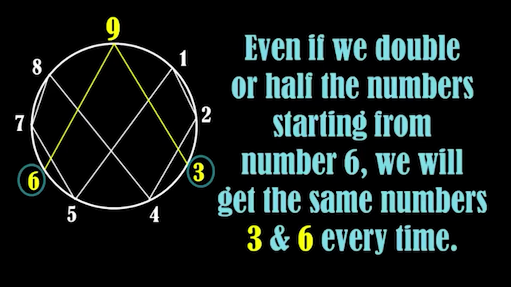only. Even if we double or half the numbers starting from number 6, we will get the same numbers 3 and 6 every time. But surprisingly, even this time, 9 is absent in the sequence.